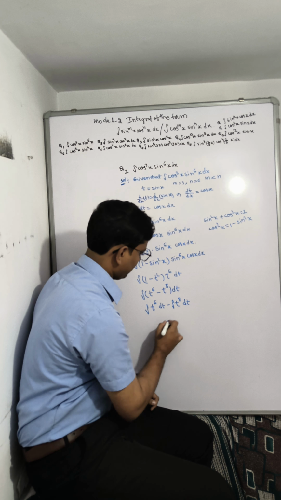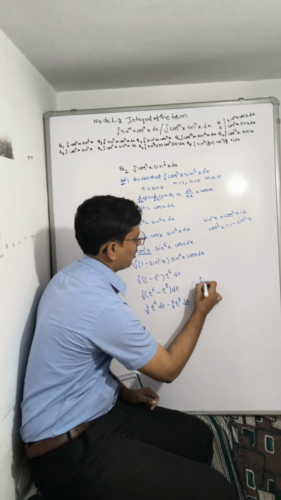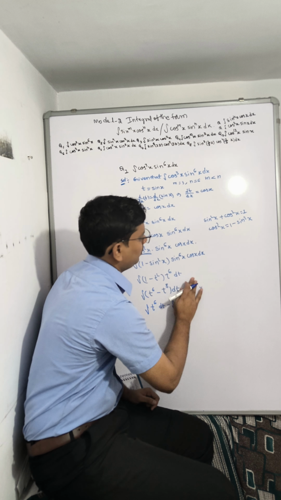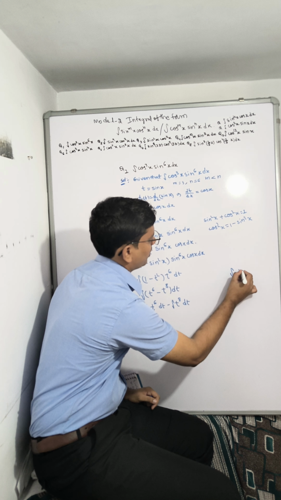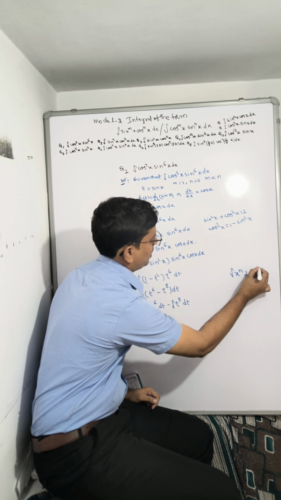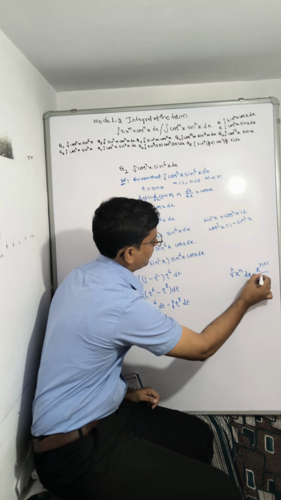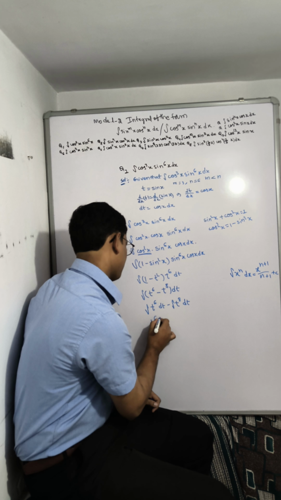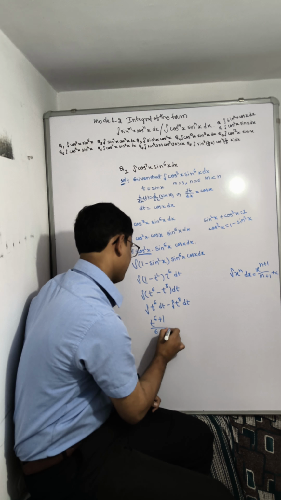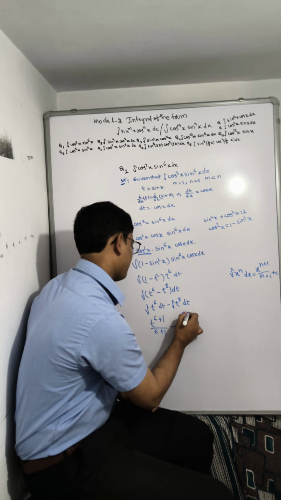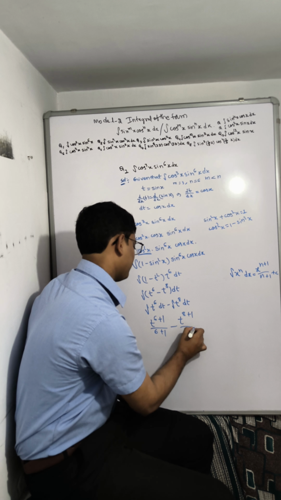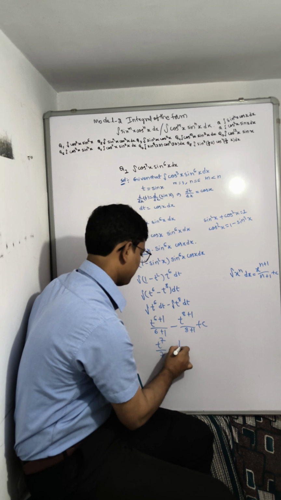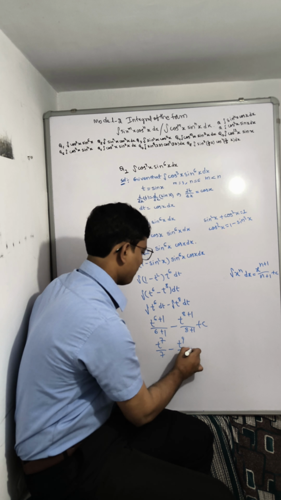Then we know the formula: integral x to the power of n dx is equal to x to the power of n plus 1 by n plus 1, plus c. So t to the power of 6 plus 1 by 6 plus 1, minus t to the power of 8 plus 1 by 8 plus 1, plus c. Therefore t to the power of 7 by 7 minus t to the power of 9 by 9 plus c.